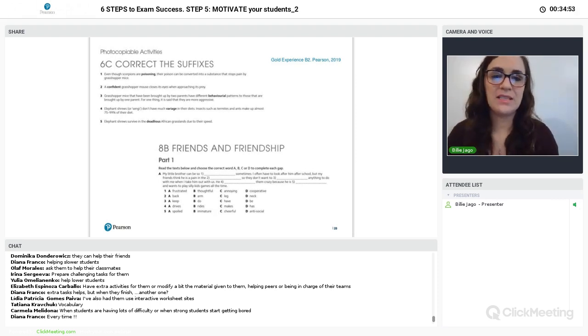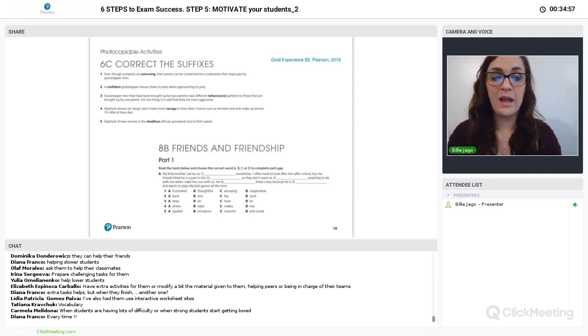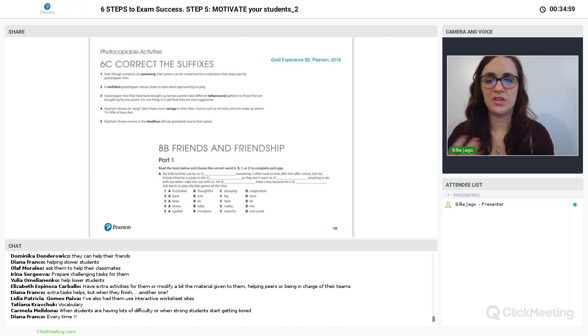Of course, this becomes a bit easier as we get to know our students in class a little bit more over time. But in the first few weeks, it's really important to just look out for those students that we think might need the extra material.